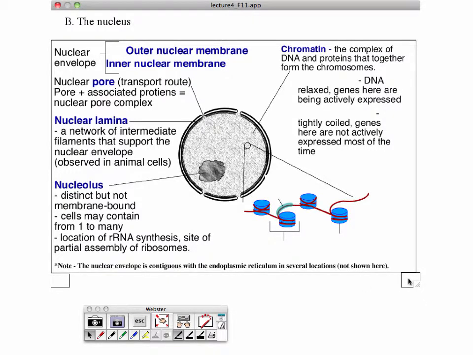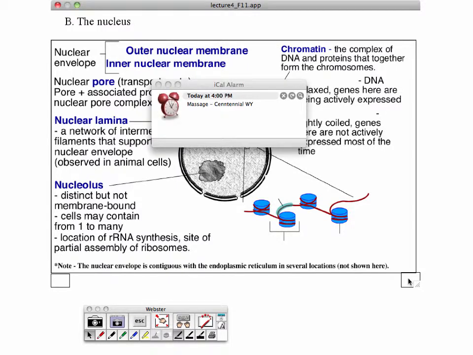Now, further, the kind of stuff that looks like static on the inside of the nucleus, that's actually chromatin. Chromatin is the genetic material.